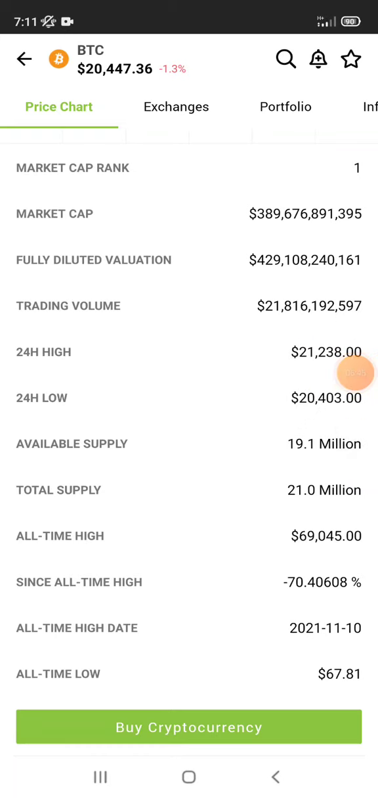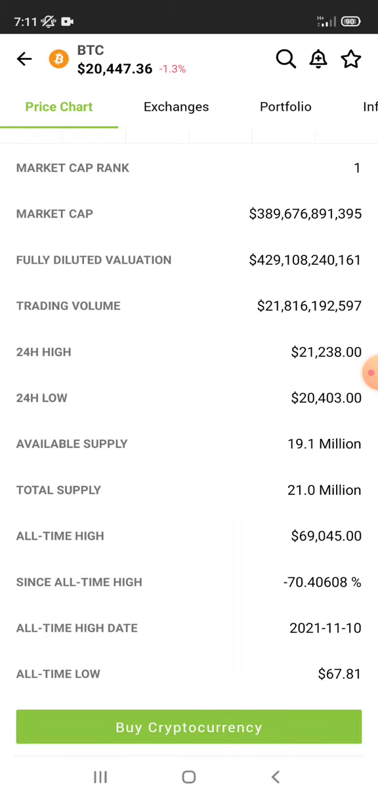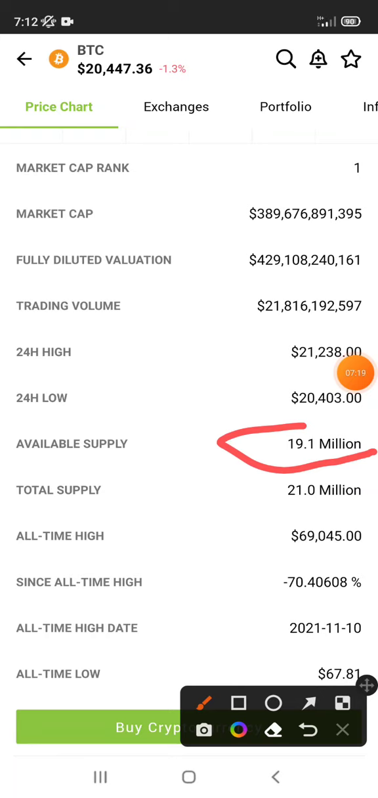So that is that. Let's go to the next one, which is available supply. From the name, available supply or circulating supply, because in coinmarketcap you won't see available, you see circulating, so they're the same thing. That's why I'm using the two. So available supply means the amount of Bitcoin that can be traded currently. So we have 19.1 million Bitcoin that is traded in all exchanges currently. That is, 19.1 million Bitcoin has been mined already, so it's available for people to trade. That is the meaning of available supply.